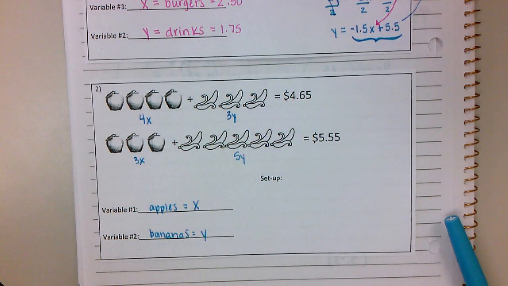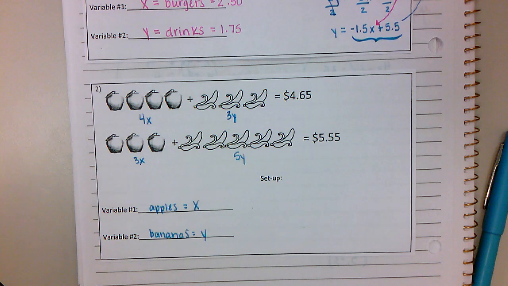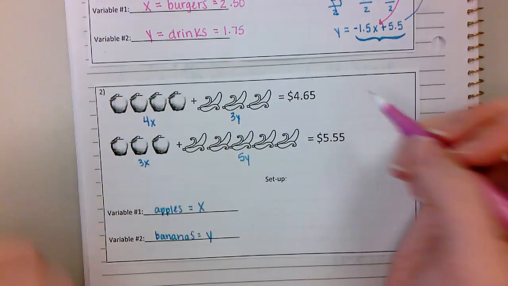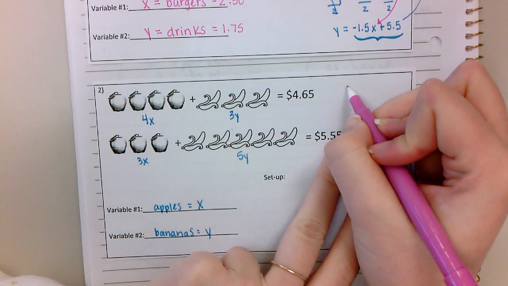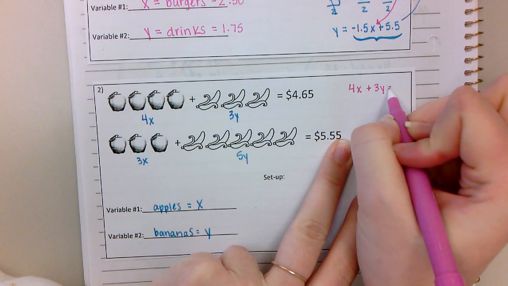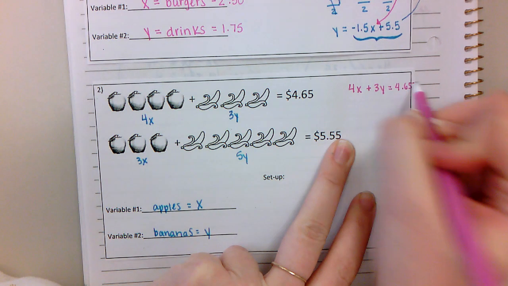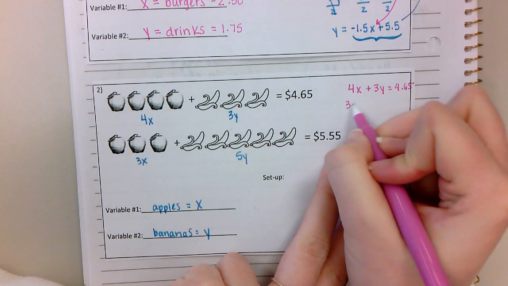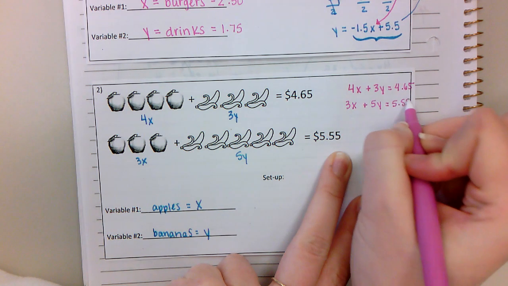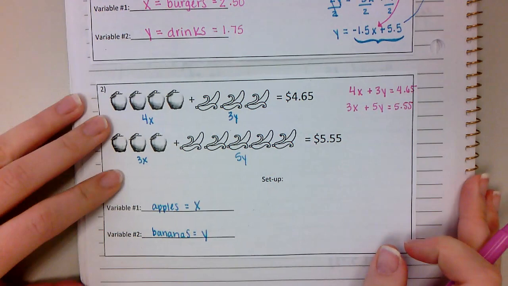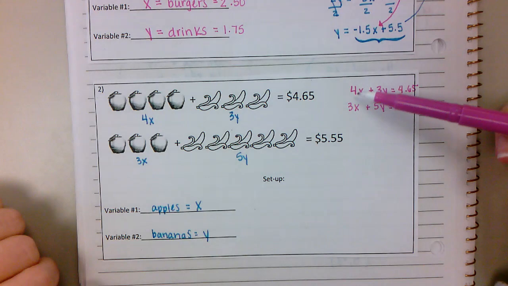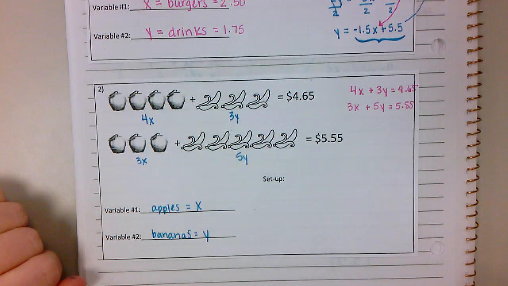So for this, I'm going to put it way up high up here. So we have 4x plus 3y equals $4.65. And then we have 3x and 5y equals $5.55. And looking at these two equations, again, I'm going to do elimination for this one to show you both ways. I've stacked these like terms on top of each other.